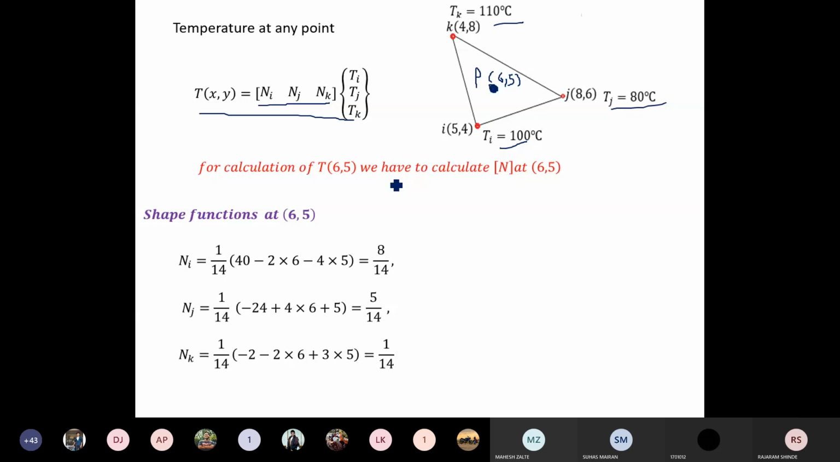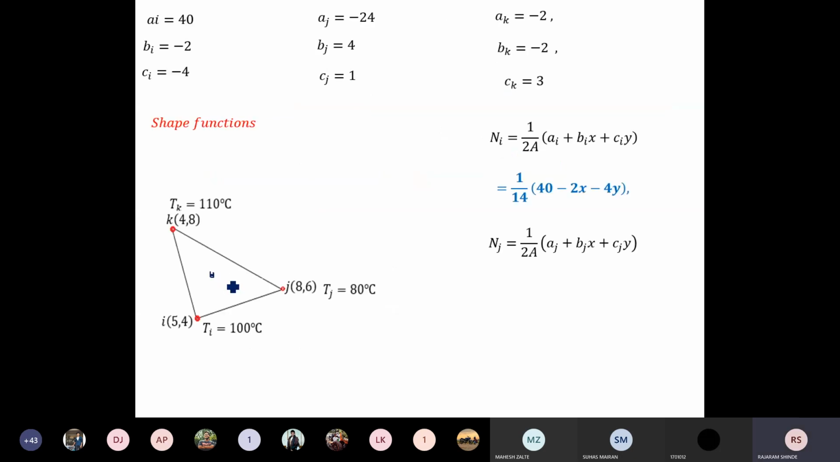See here, you have the shape function equation. Where is the shape function equation? This one. Ni equal to 1 upon 14 into 40 minus 2x minus 4y. Now I want to calculate this shape function Ni at 6, 5. So I have to put the value of x equal to 6 and y equal to 5. How much will you get when we put x is equal to 6 and y is equal to 5?